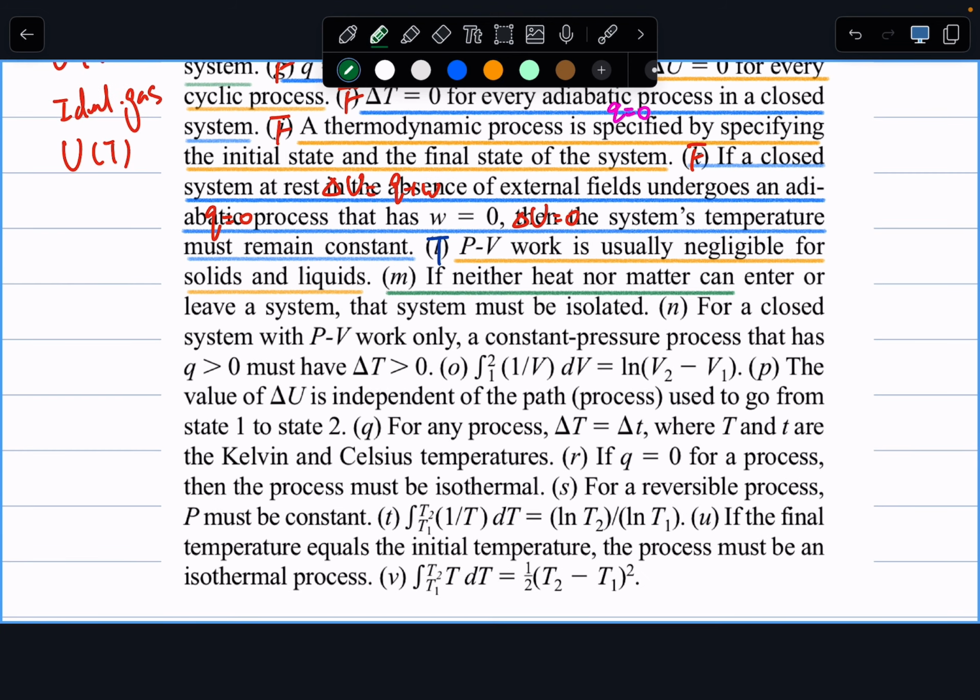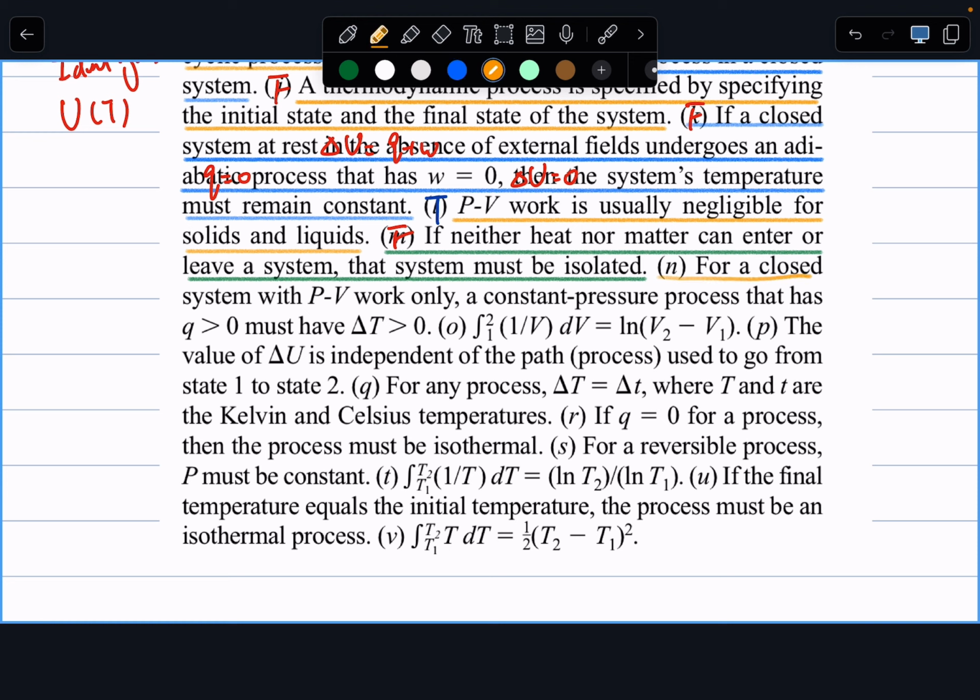If neither heat nor matter can enter or leave a system, that system must be isolated. This one is another tricky one. Remember the definition of an isolated system is that the system doesn't interact with the surrounding in any way. Now, for example, in this question, we didn't specify the system doesn't have an external field, so potential energy can also play a role affecting the system's state. But I don't really like this question, though. It's a slightly tricky one. Next one.